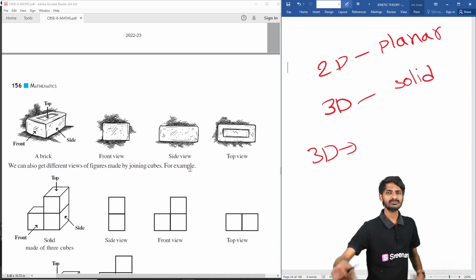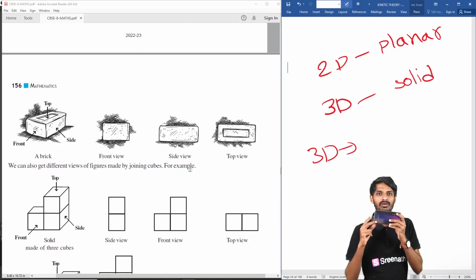So this is my phone. If you look from this side, it looks different, and if you look from this side, the side view is different. So this is what is happening, students.